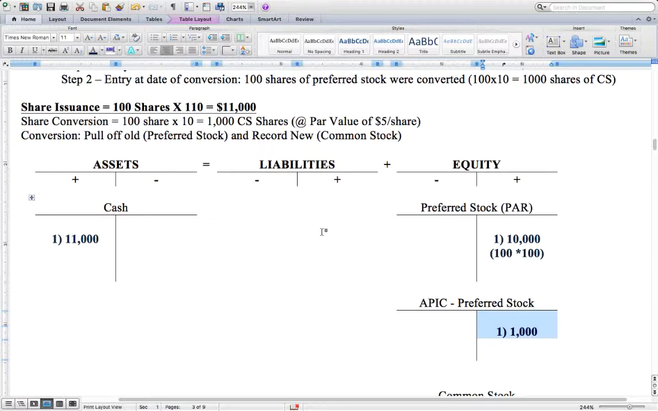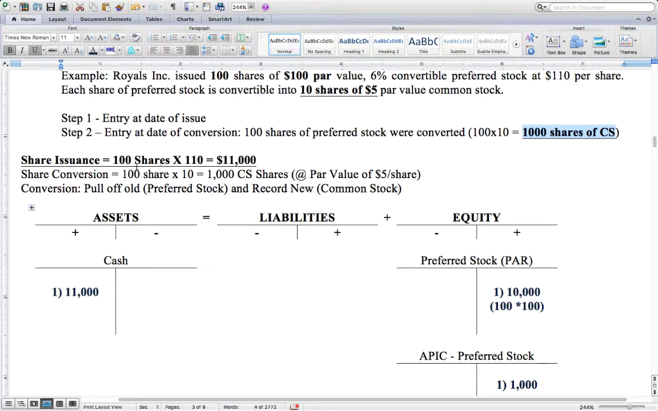So the 100 shares of preferred stock were converted into 1,000 shares of common stock. And this comes from the 100 shares of preferred stock and the fact that each was convertible into 10 shares of common stock at a $5 par value. So, as we just briefly mentioned above, at the conversion date, it is a book value trade. You pull off the old and you record the new.